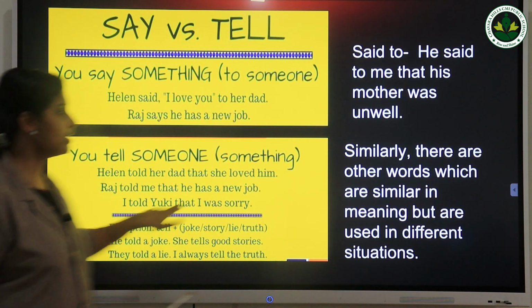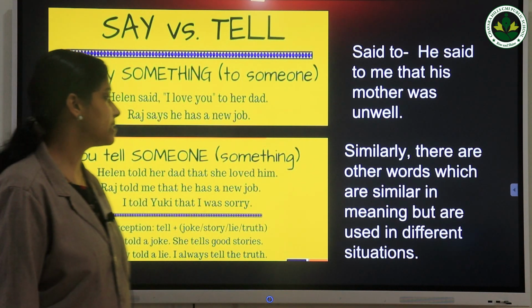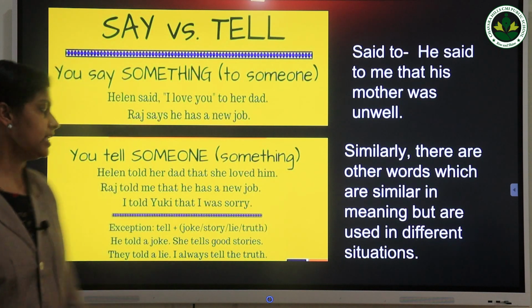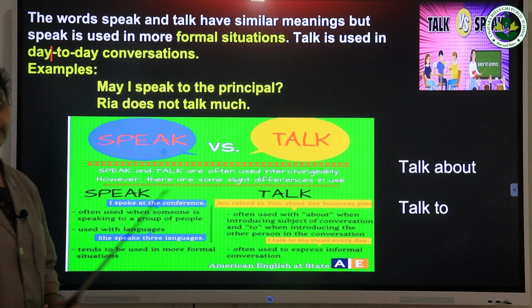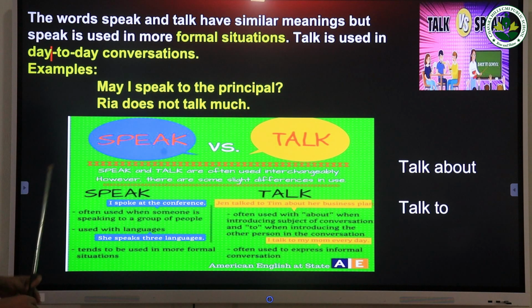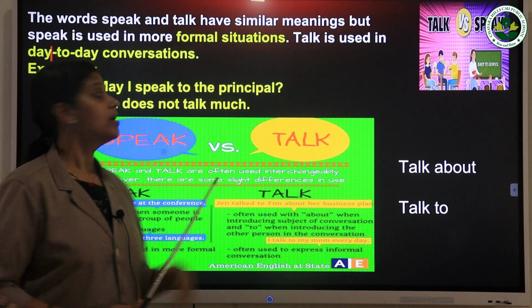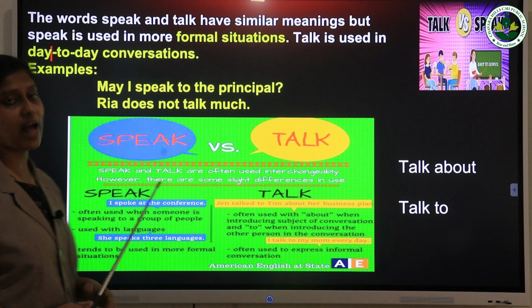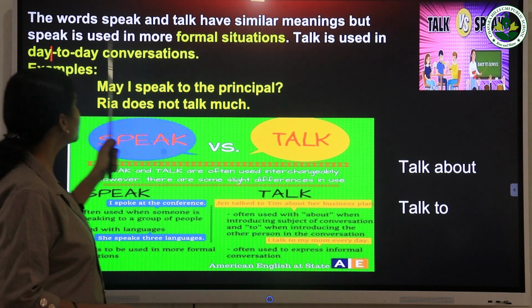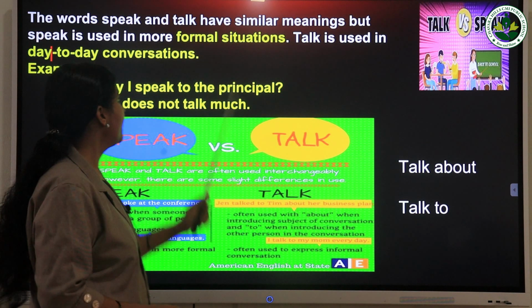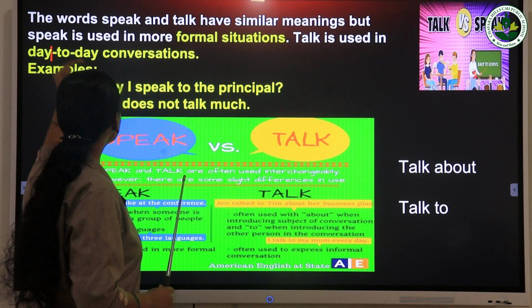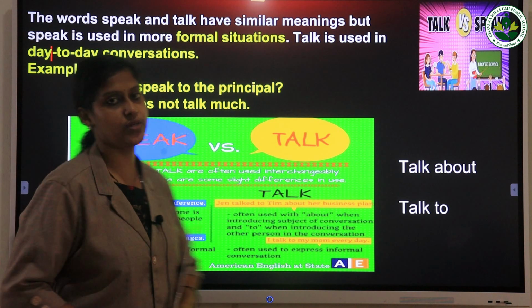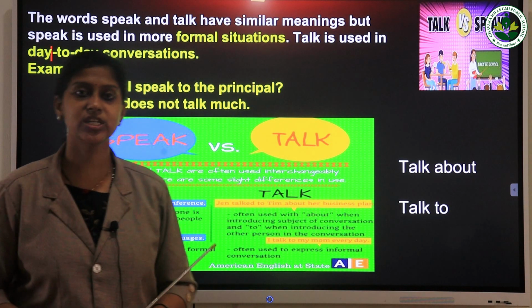Similarly, there are other words which are similar in meaning but are used in different situations. Let's check the words speak and talk. The words speak and talk have similar meanings, but speak is used in more formal situations. Talk is used in day-to-day conversations. Can you give me an example of a formal situation?